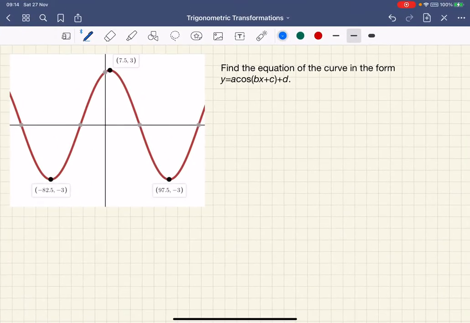So we're going to put the A, the B, the C and the D value together for trigonometric transformations. And first thing we're going to do is find A, then we're going to find D, then we're going to find B, and then we're going to find C.